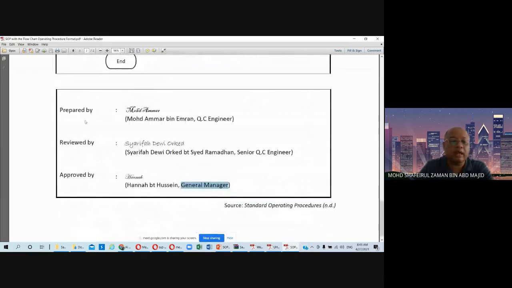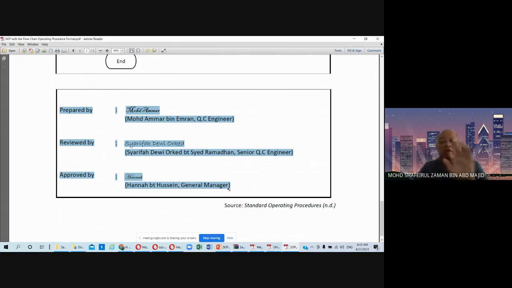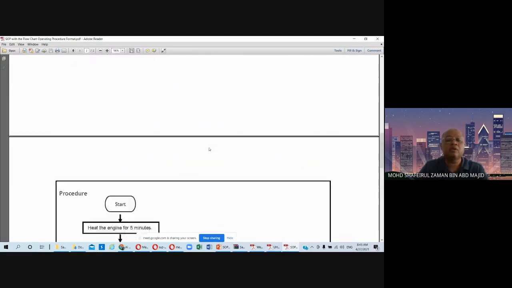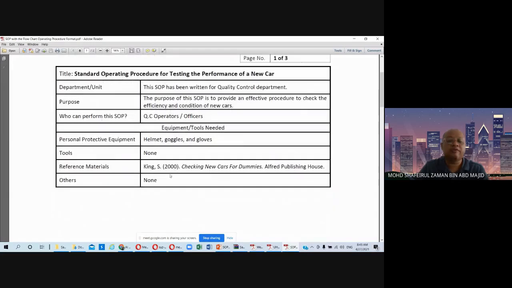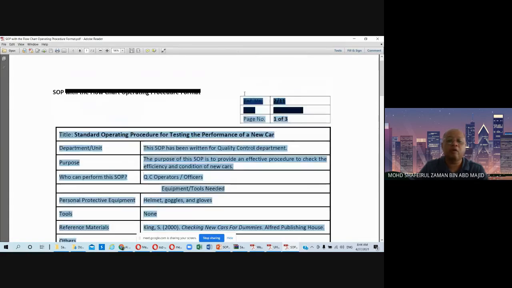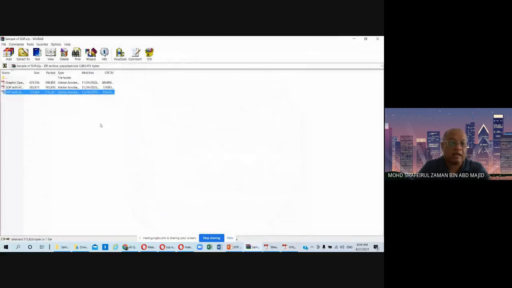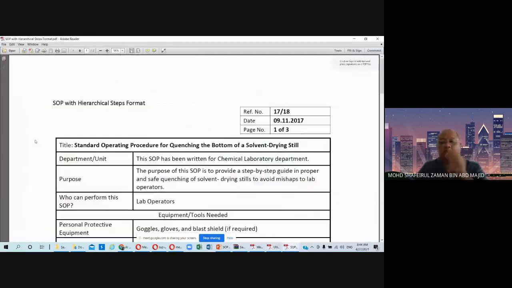Okay, but what we have here at the bottom of the page is going to be similar for all of the SOP, and the same goes for the information above here. The information here, until the boxes, will be the same for all types of SOP, regardless of whether it is a graphic operating procedure, flowchart operating procedure, or hierarchical operating procedure. So done about flowchart. Let us have a look at the hierarchical SOP.